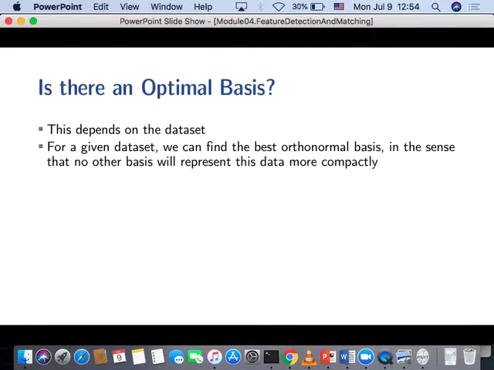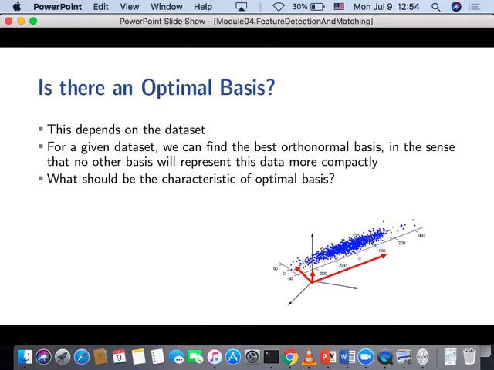Well, that really depends on the data set. I mean, what type of subspace does my data lie in? Of all the possible images that I can create, what subspace do they span? So for a given data set, we can find the best orthonormal basis, the best orthogonal basis, in the sense that no other basis will represent that data more compactly. I'm trying to motivate an optimal basis now. I'm saying this is possible, but why is this possible? What should be the characteristic of that optimal basis?